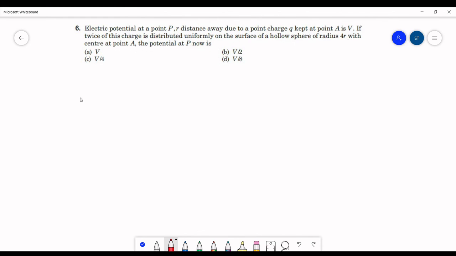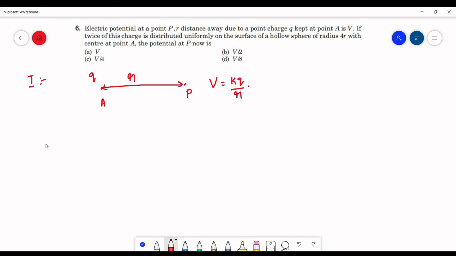So here we are given with two different cases. First let us see about the initial case. Initially a point charge Q is kept at point A, and there is a point P which is at a distance r from this point Q. Potential at this point P is given as V. We know that potential due to a point charge can be written as kq upon r. So this V will be equal to kq upon r.